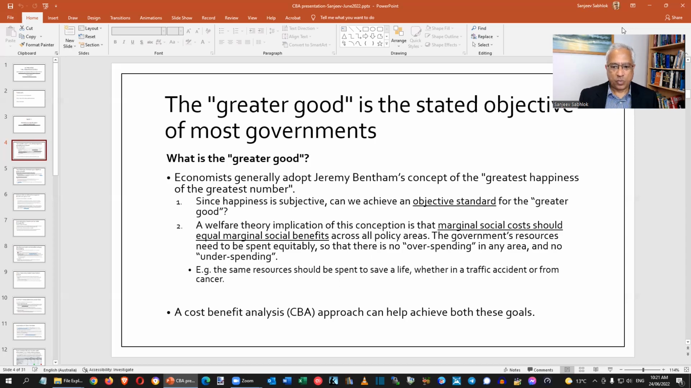Okay. So what this does is it ensures that we don't overspend in something and underspend in another thing. So for example, if we want to save the life of somebody in a traffic accident by road improvements, we should not spend more than what we would be spending on, for example, cancer research or some such thing. So there has to be a balance across all policy areas. The cost benefit analysis is designed to achieve both these goals. It is a bit of an objective standard and also makes sure that we don't overspend in anything.